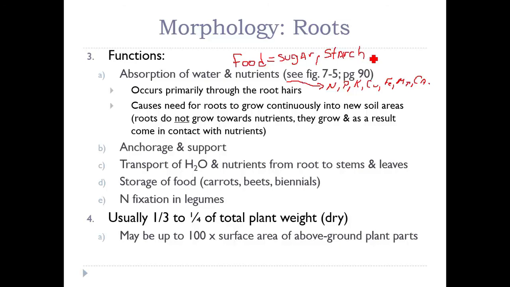Roots also function as a site of nitrogen fixation in legumes. Remember, the legumes, or the Fabaceae family, is a family of plants including the beans, alfalfa, peas, and peanuts. These are the important ones, peanuts. And these plants fix their own nitrogen.